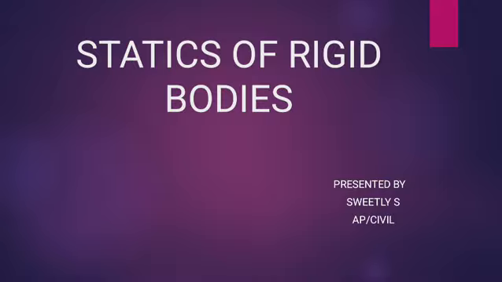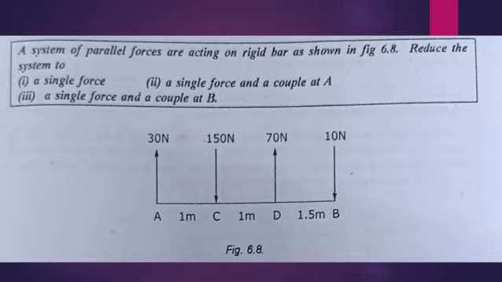Today, we are going to study about the statics of rigid bodies. I'm going to explain one problem from the force couple system, which comes under your statics of rigid bodies. The question is: a system of parallel forces are acting on a rigid bar as shown in the figure. Reduce the system to, first, a single force; second, a single force and a couple at A; third, a single force and a couple at B.